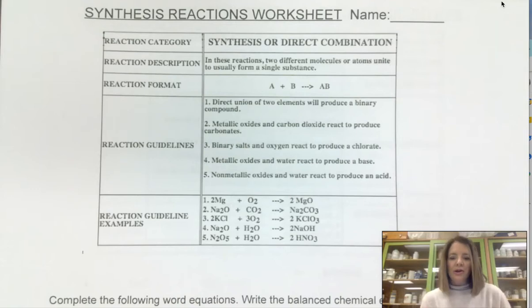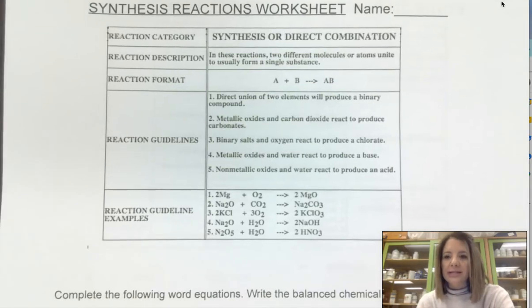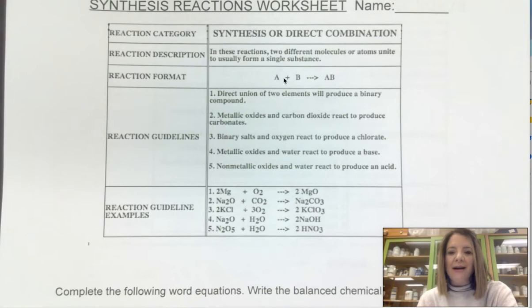Okay, we're going to be talking about synthesis reactions this week. Synthesis reactions you would have learned a little bit about in grade 10. This is where you have an element plus an element yielding a compound. And how we're going to be able to recognize synthesis reactions is that you will only ever make one product.